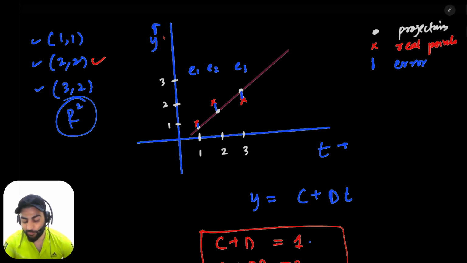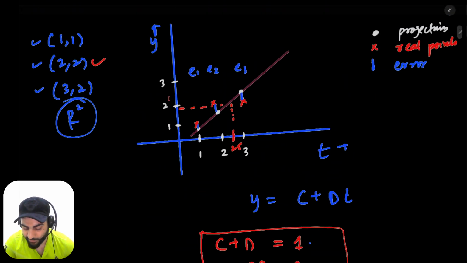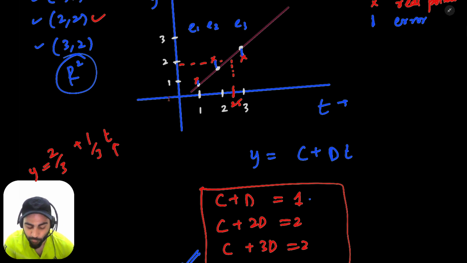If somebody gives us some other point, let's suppose a value of 2.5, and we'll be asked to find the value of its y coordinate, what we'll do is just drop it in the equation. The equation at hand was 2 by 3 plus 1 by 3 t is equal to y. Now somebody gave me the value t is equal to 2.5. So y will be equal to 2 by 3 plus 1 by 3 times 2.5, and I think this is nearly 1.999.